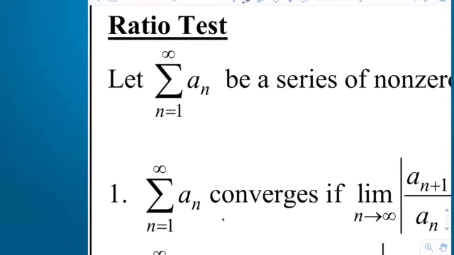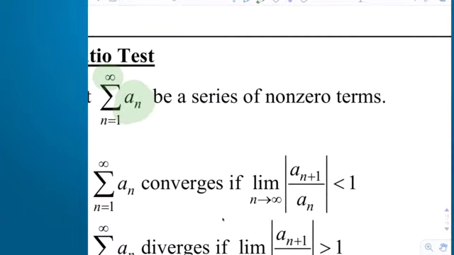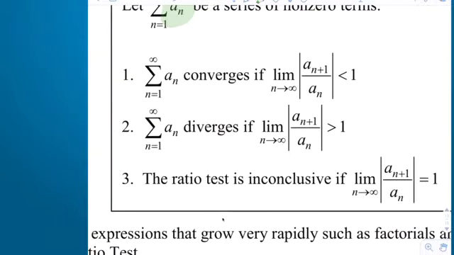Let us have an infinite series with a rule of sequence being a sub n, non-zero terms. Okay? Here's what it says. It's a two-way test. The series then is going to converge when the limit as n goes to infinity, kind of like the limit comparison test, of the absolute value of the n plus first term divided by the nth term is less than 1. So unlike the limit comparison test where we have to find our own series and bring it into the fold, this one we're just using the one they give us.